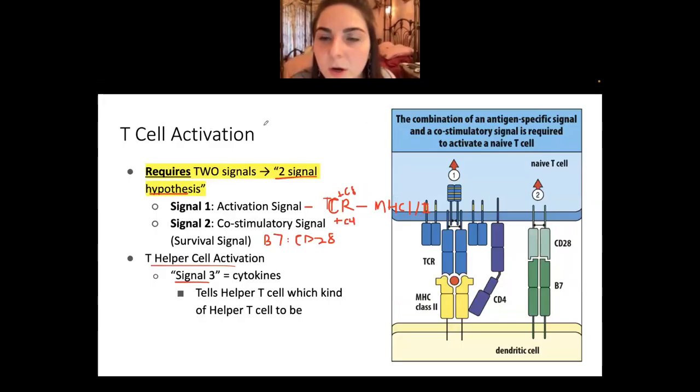Is signal 2 the same regardless? Yeah, good question. Yes, same signal. It's always going to be B7 and CD28. And remember, co-stimulatory signals are only expressed when there's an infection. That's the way to make sure that you actually want to stimulate the T cell. The APCs only upregulate B7 when there's an infection.